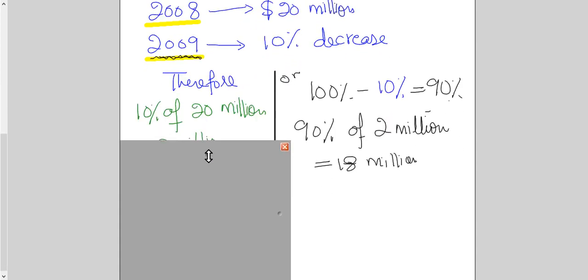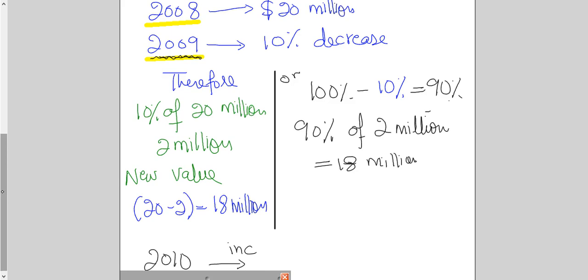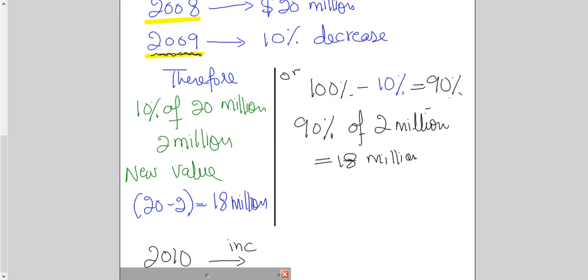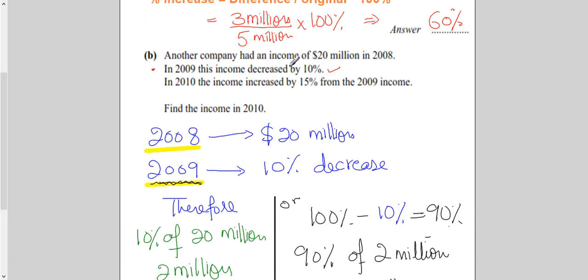And second, you find out what is 10% of 2 million. When you get the answer, subtract it from the original value, which was 20 million. So you got your new answer. Just a minute, please. So now you have found your new value, which is 18 million.